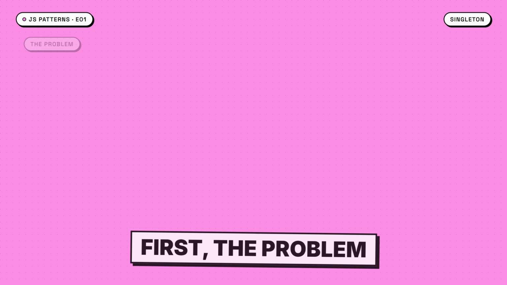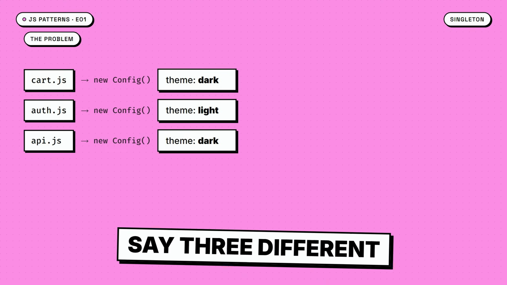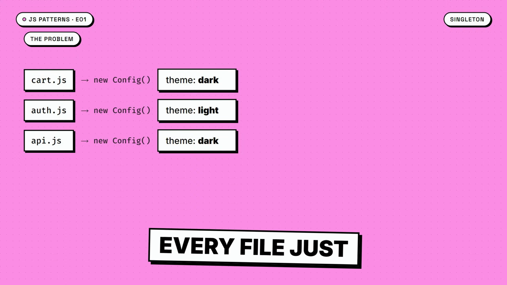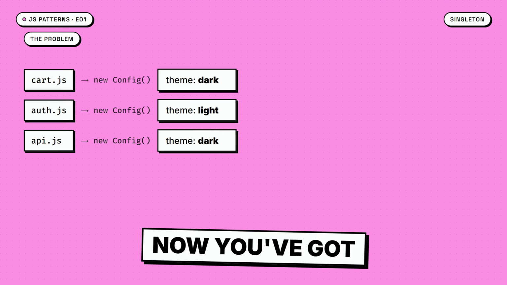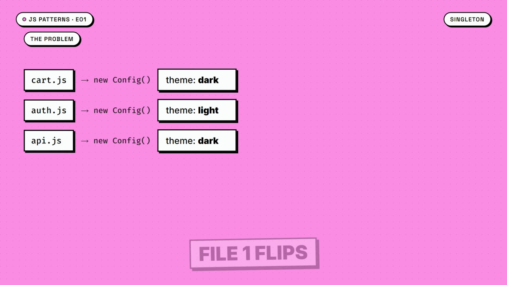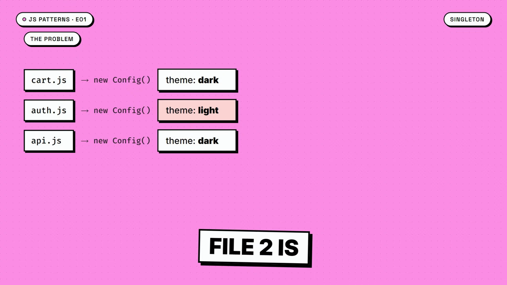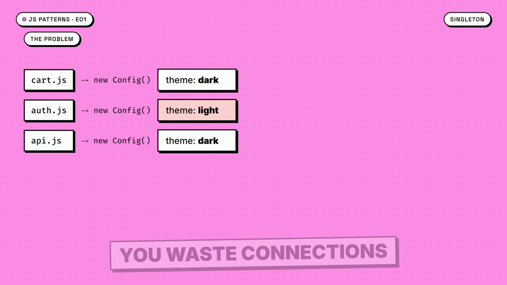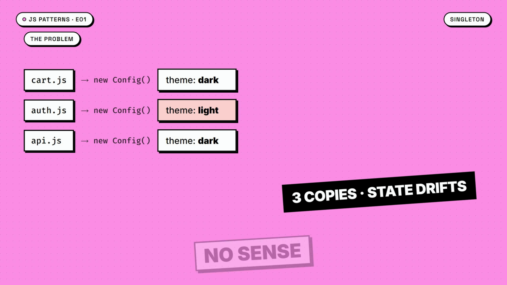Episode 1. First, the problem it solves. Say 3 different files each need your config. The lazy way, every file just calls new Config. Now you've got 3 separate objects. File 1 flips a setting. File 2 is holding a different copy, so it never sees the change. The state drifts, you waste connections, and you get bugs that make no sense.